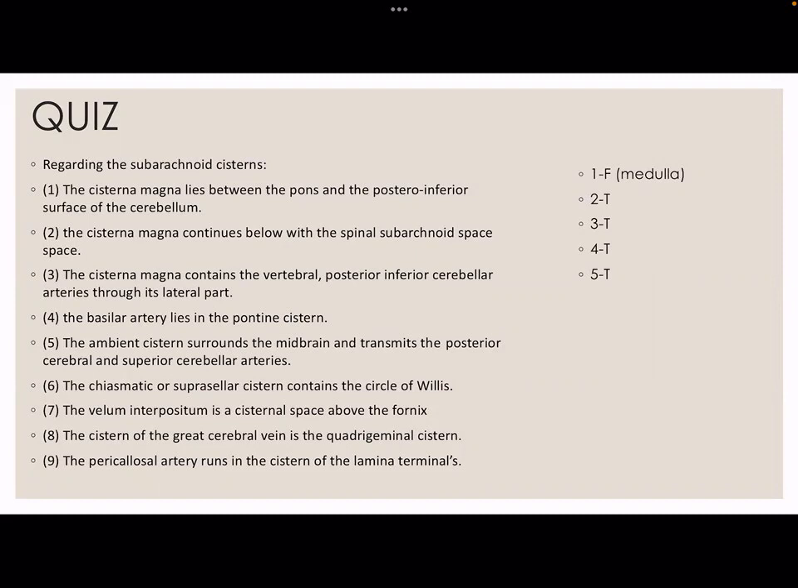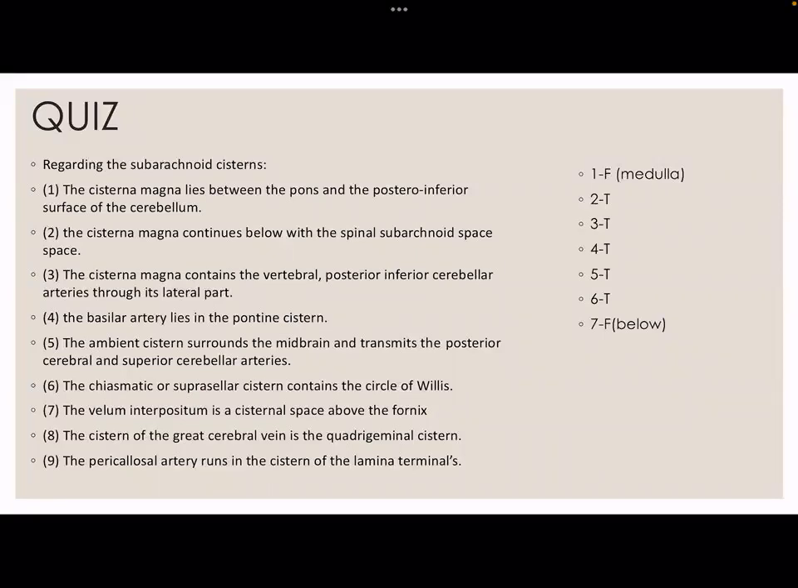Number 6. The suprasellar cistern contains the circle of Willis. True. Number 7. The velum interpositum is the cisternal space above the fornix. False, it is below the fornix. Below the fornix.